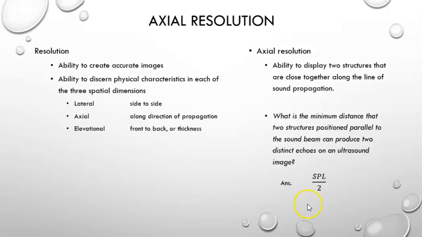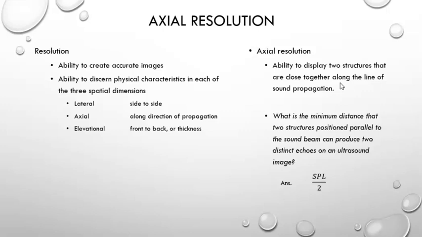So axial resolution is, as I said, the ability to display two structures that are close together along the sound propagation. The closer the structures are to each other, and we can still discern that they are separate structures, the better the axial resolution. So we want to get two structures as close together as we can and still know that they are distinct structures.